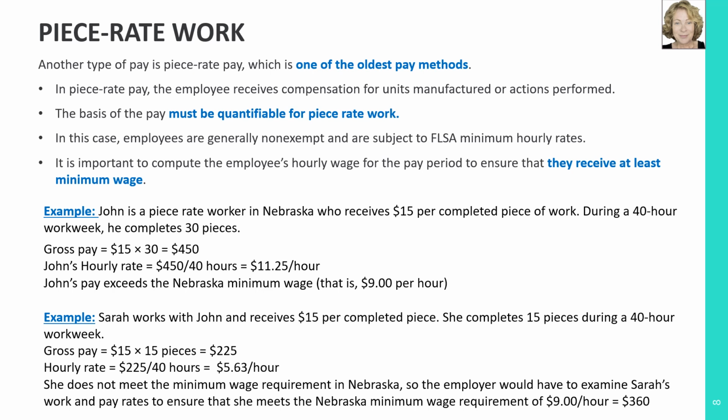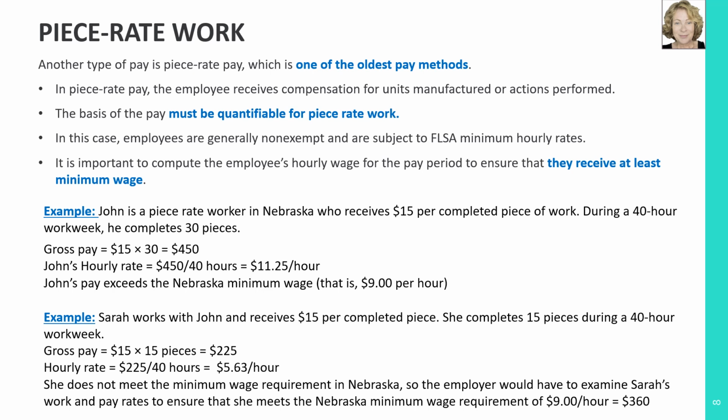During a 40-hour work week, he completes 30 pieces, so his pay would be $450 because 30 pieces times $15 is $450. Well, we'll calculate the hourly wage by dividing 450 by 40 hours, and we come up with $11.25. In Nebraska, the minimum rate is $9 per hour, so we're okay. He receives enough based on the piece rate pay to be above Nebraska's minimum wage.